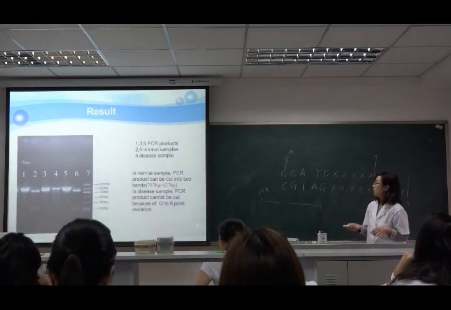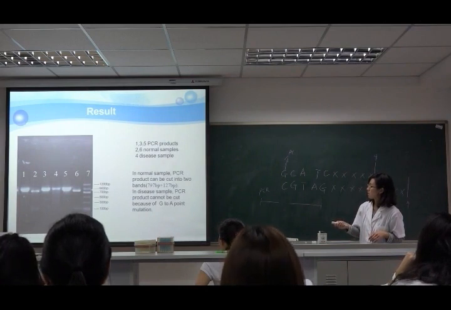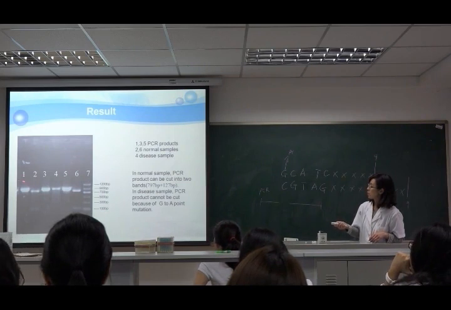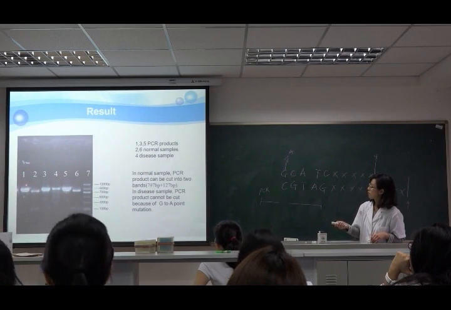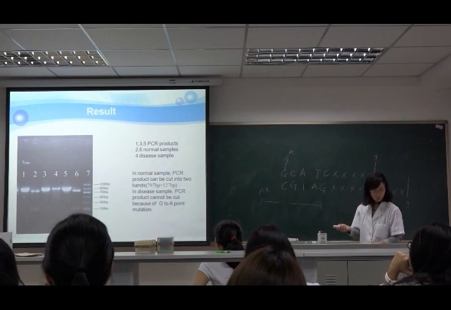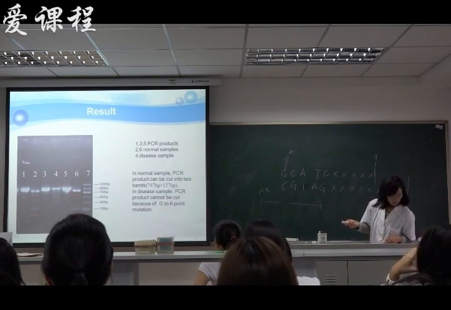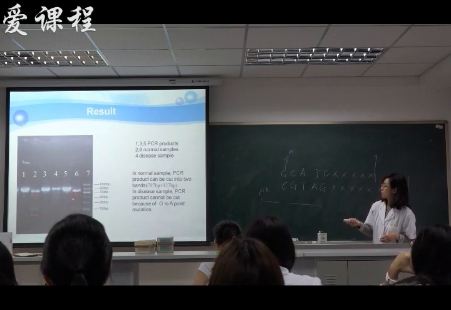So I will show you a result. We can see here, this is a marker in our PCR. The marker can show us the size of the DNA. This is from 100 to 1020 bp. And we can see here lane 1, lane 3, and lane 5 are the PCR product. And the 2 and 6 we can see here, two bands. Can you see here? 1, 2. And this is our normal sample.